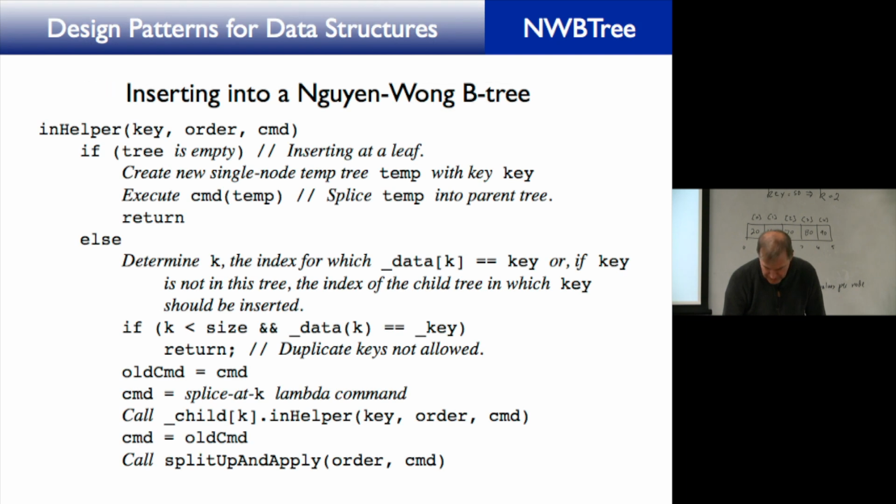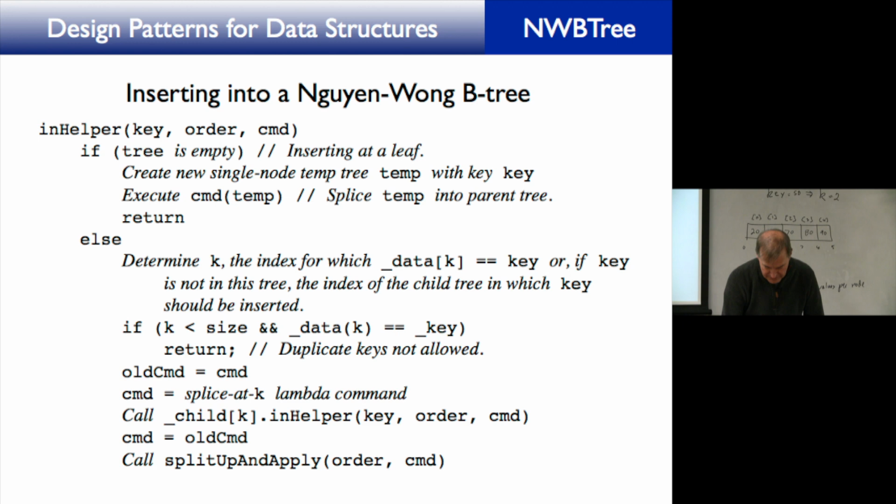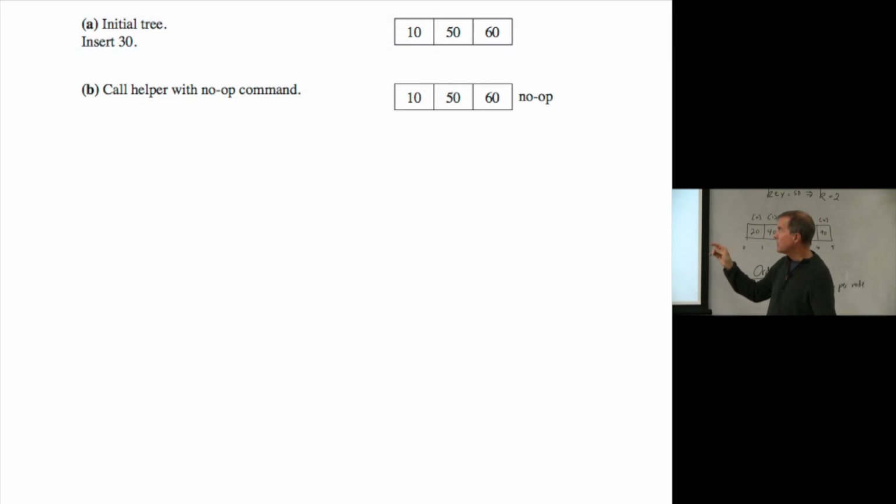So we're calling the helper. Now what's the first statement in the helper? If the tree is empty. Is it empty? No, it's not empty. Is everybody clear? So what do we do? Else determine K, the index for which and so on. Now what would K be here? We're inserting 30, so what would K be? 1. Is everybody good on that? Because child sub 1 is between the 10 and the 50.